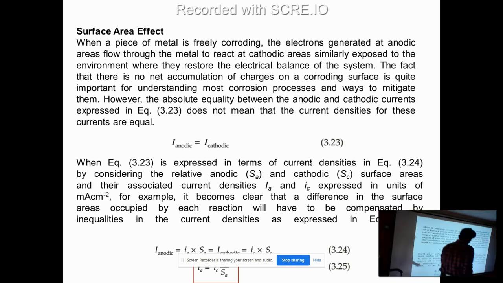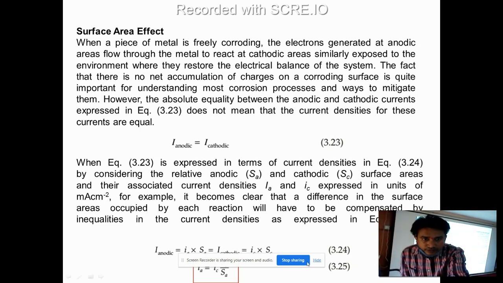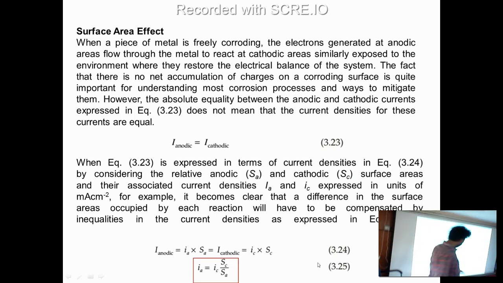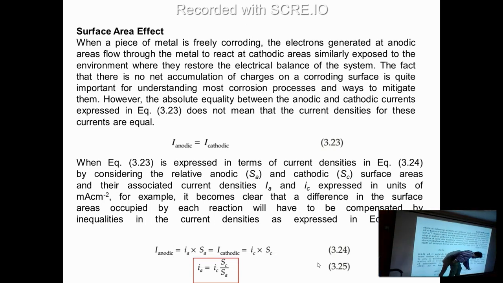Current by surface area, you just divide by surface area, you get current density as small i. Similarly for the cathode, current density is equal to current I cathode by surface area of the cathode. Small iA, small iC are called current densities of anode and current densities of cathode.